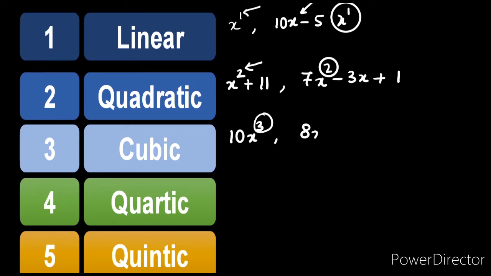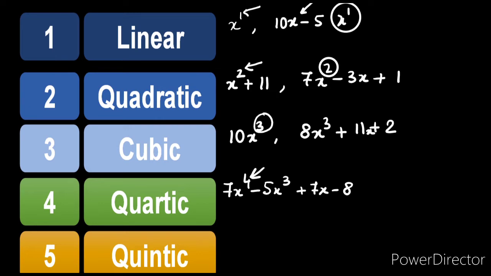Let's say 8x cube plus 11x plus 2. The power is 3, hence it is a cubic polynomial. Let us see about quartic polynomials. 7x raised to 4 minus 5x cube plus 7x minus 8. Okay, it is a polynomial because it has 1, 2, 3, 4 terms and the power is 4 over here. Hence it is a quartic polynomial.